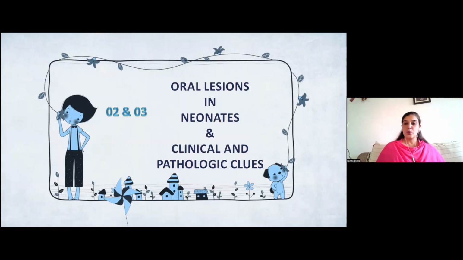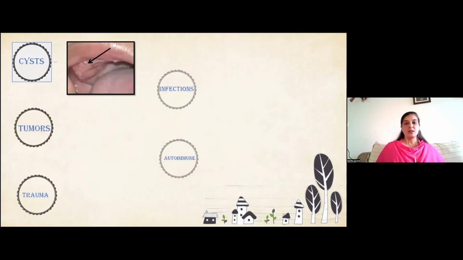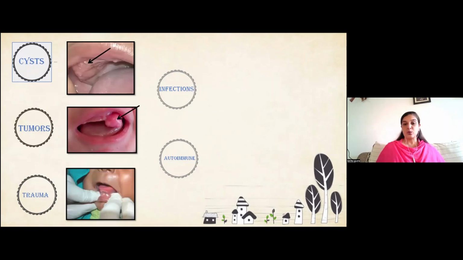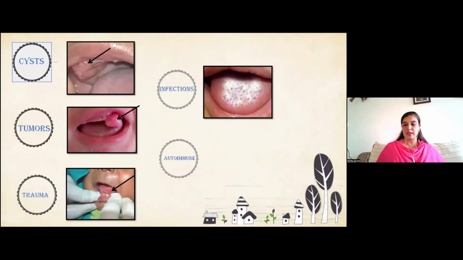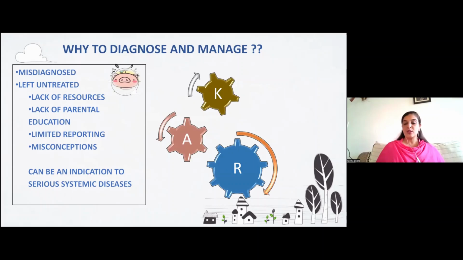So let us start with the various oral lesions in the neonates and the clinical and pathological clues about them. The most commonly encountered are cysts, tumors, traumatic oral lesions, different kinds of bacterial, fungal, and viral infections in the oral cavity of neonates, and autoimmune diseases. Why is it highly important to diagnose and manage these lesions? Because most of them are misdiagnosed. They are left untreated because of lack of resources and lack of parental education. Because of limited resources, limited reporting, and misconceptions, these lesions can lead to various systemic diseases. So it is highly important to make child healthcare professionals as well as parents aware, knowledgeable, and reporting these lesions to the pediatric dentist or the pediatricians.